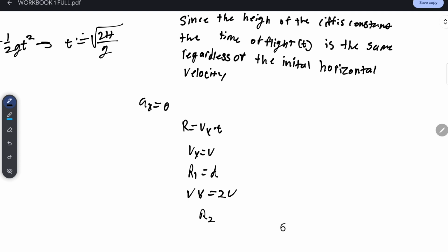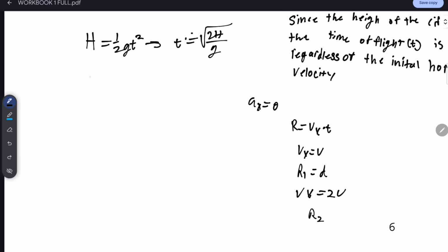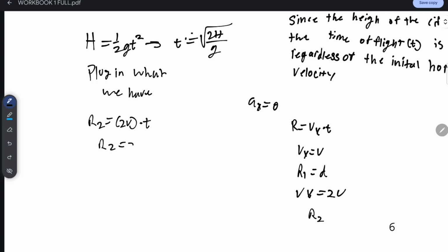And because it's 2v, we're going to call the horizontal distance r2. Now we set up the equation for the new distance. So we plug in what we have: r2 is equal to 2v times t. Now substitute the expression from the first one into the second one. So r2 is equal to 2 times vt, and since vt is d, r2 is equal to 2d, and the answer would be 2d.